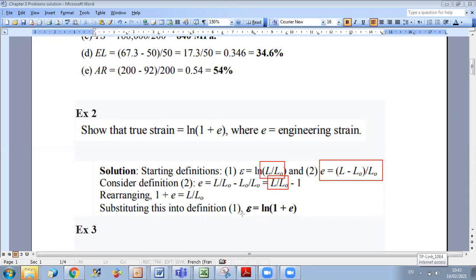Then if I take 1 to the other side, I get that 1 plus engineering strain equals L over L0. And then if I replace back into my formula here, I get the desired result, which is epsilon true equal to ln of 1 plus engineering epsilon. So this is how we can demonstrate this formula. This is a simple problem. Let us go to another one.